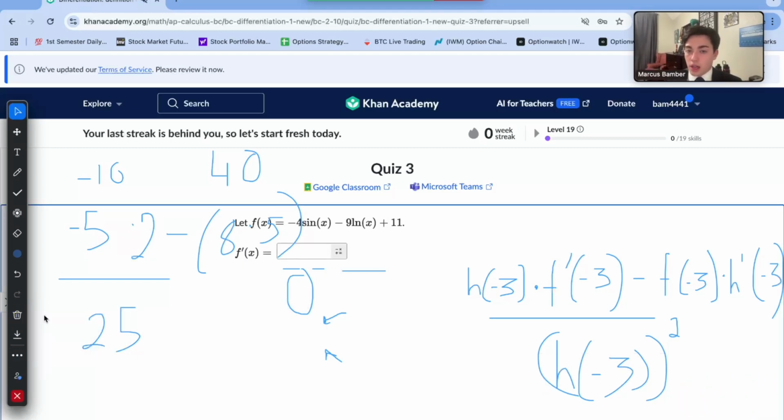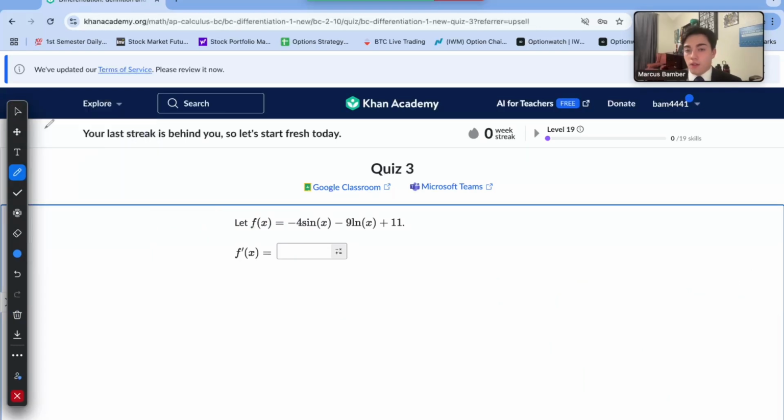Let's move on to the next question. Okay, we're dealing with some trigonometric functions here and some natural logs. Very simple. All we need to remember is that the derivative of the natural log is going to be 1 over x, while the derivative of sine is going to be cosine. Derivative of cosine is going to be negative sine. So that's pretty important stuff.